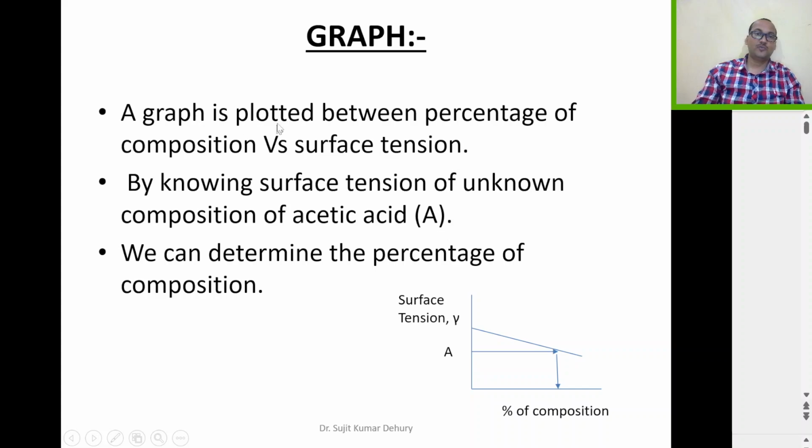So here you need to plot a graph between percentage of composition versus surface tension. For each solution we know the surface tension value and the composition. Once you plot the graph, you will get a graph like this. And for the unknown solution we know the surface tension value. So now you join this graph and you need to extrapolate from that point. That will give you the percentage composition of the unknown solution.